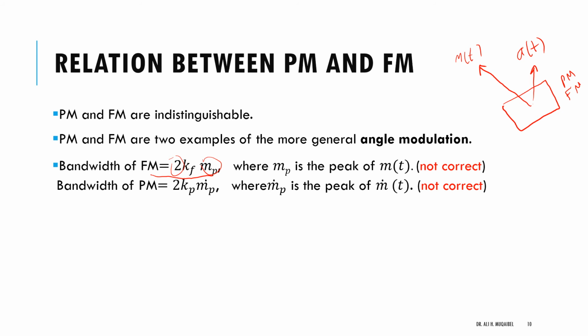And similarly for PM, the difference was we have a different constant and we have MP dot, the max. By the way, MP dot is the peak of the derivative. It's not the derivative of MP. You take the message m of t, you differentiate, you get the derivative m dot, and then we find its peak. The peak of this is called MP dot.